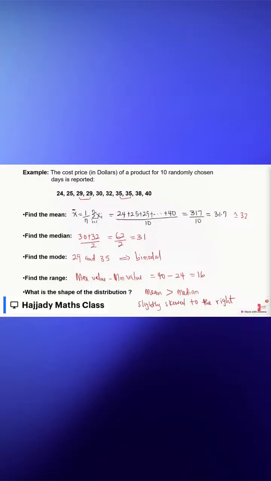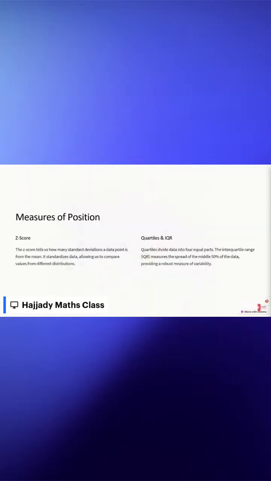And here, in the next slide, we have the measures of position. Here, I'm going to be talking about the z-score. The purpose of the z-score is to tell us how many standard deviations a data point is from the mean. So in the next video, I'll be talking more about the z-score.